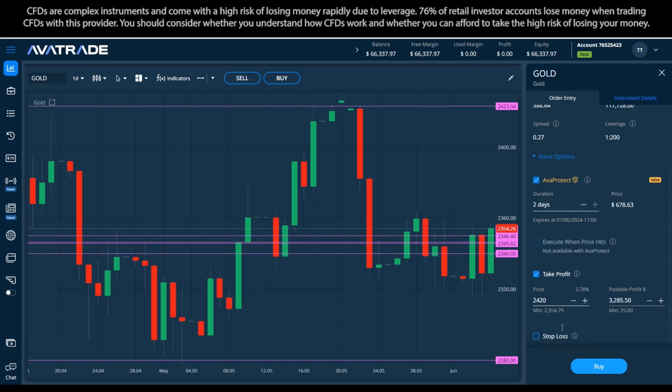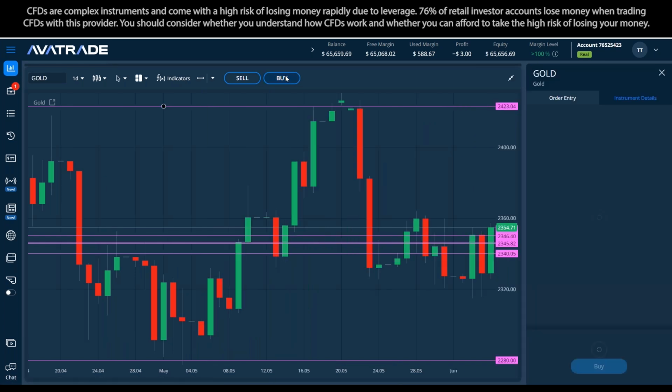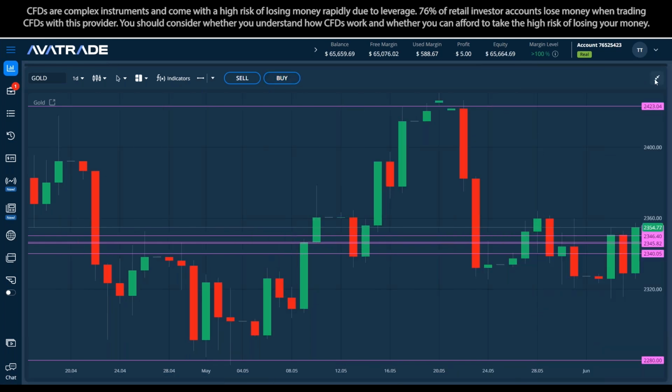2420, and the protection affords me the ability to be more patient. So for around 600-700 protection cost, I'm going after 3,200, 3,300 profit here. Okay, and so I can go ahead and buy on that now. Okay, this is based on fundamentals and also technicals. Longer term move with a couple days protection. Now I can also go back and say, you know what? That signal was interesting too. And let's bring up the signal again.